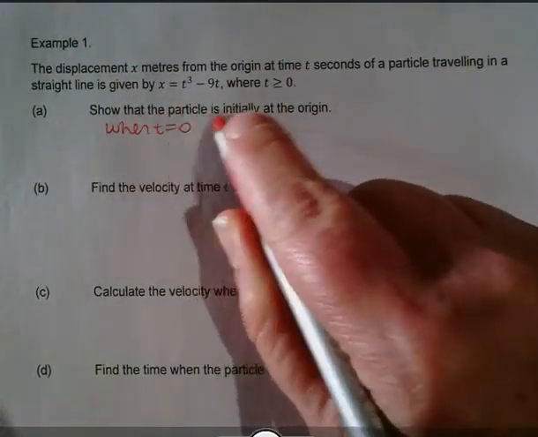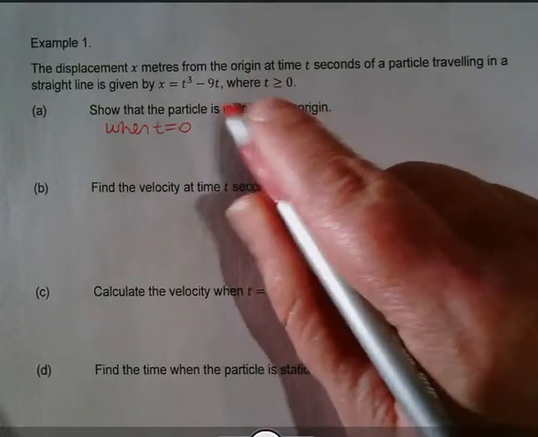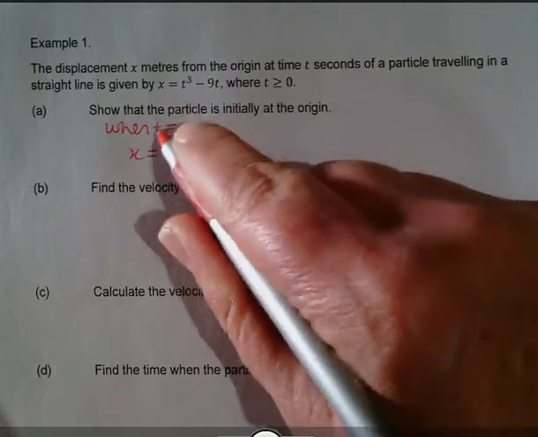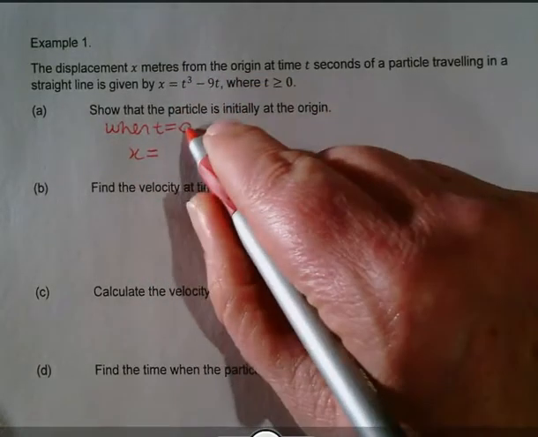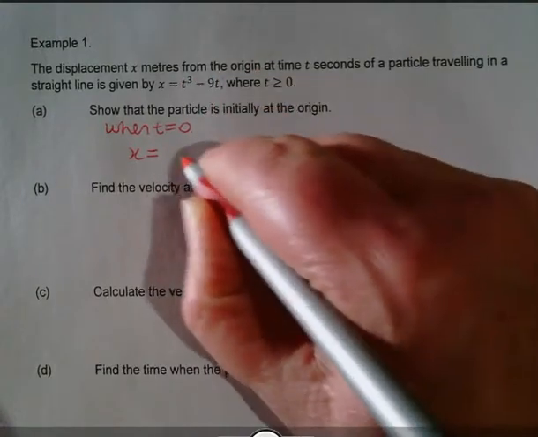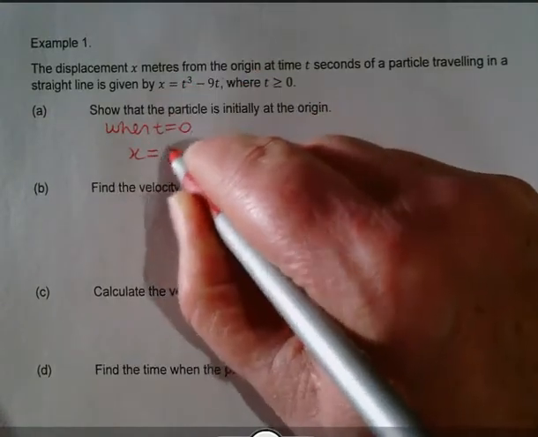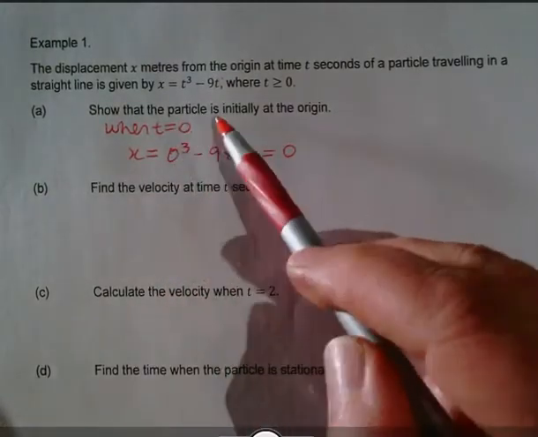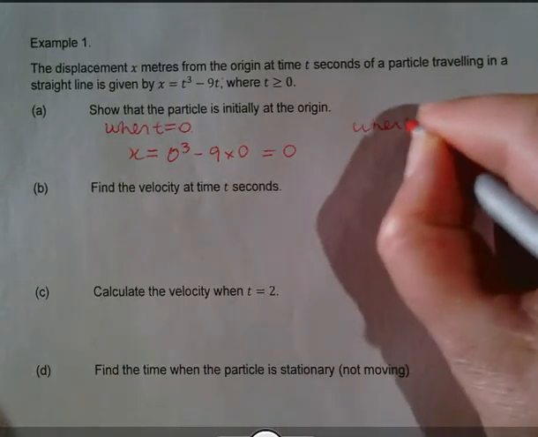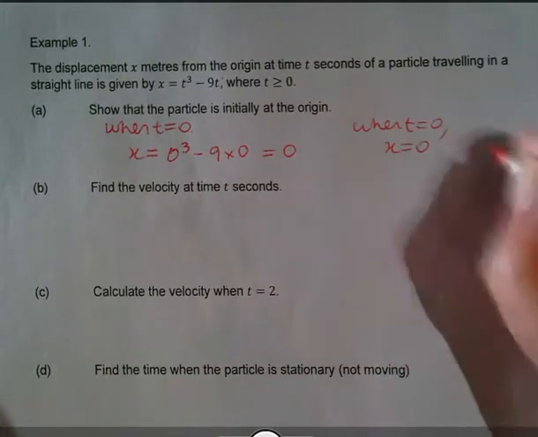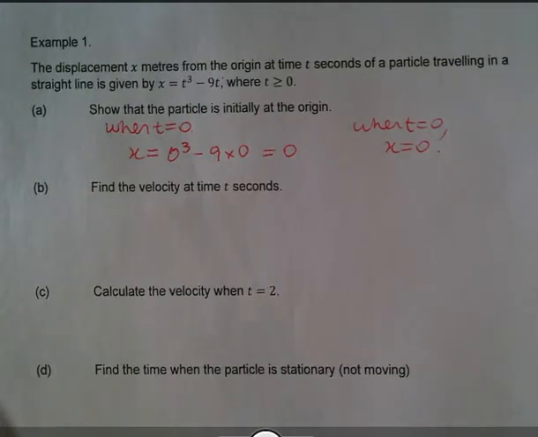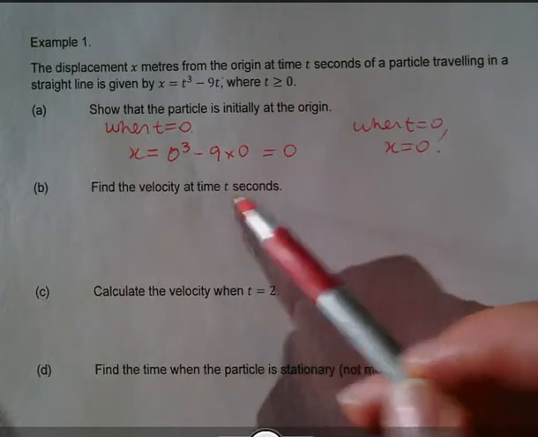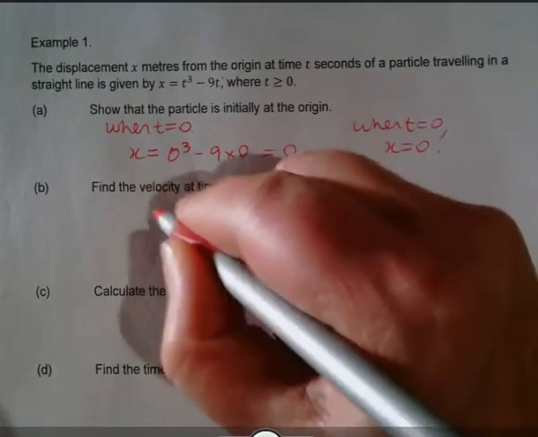It's asking us to show where the particle is, so we want its position or its displacement. So when t is 0, we have to find x. We just substitute t is 0 into this equation. So we get x equals 0 cubed minus 9 times 0, which is just 0. So therefore when t is 0, x is 0. So it's at the origin. Now, the next question says to find the velocity at time t seconds. So we just want to find the equation for velocity.